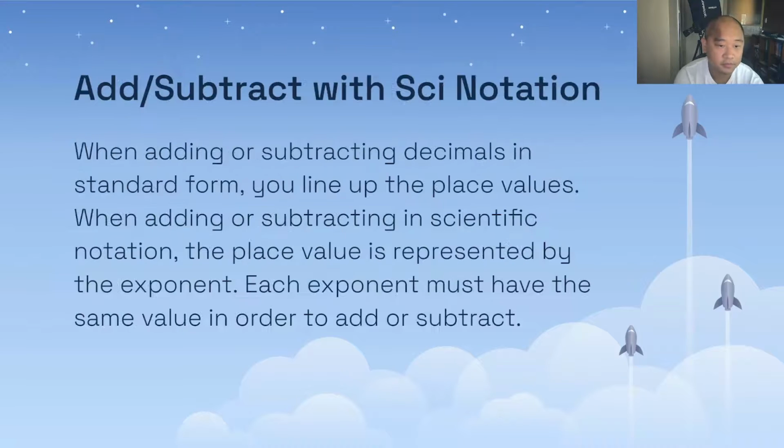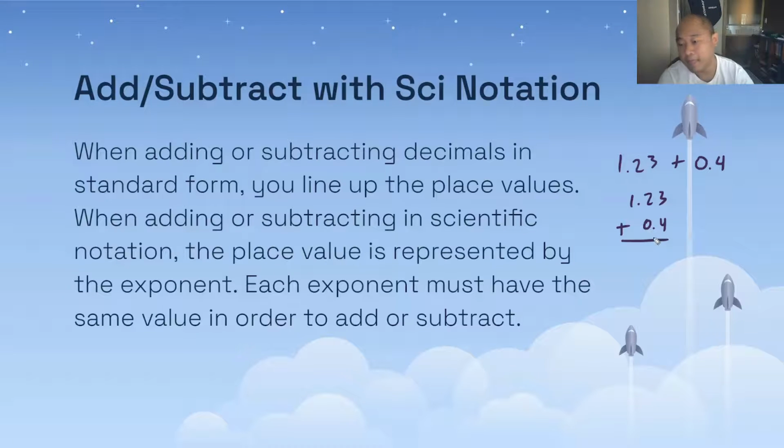Okay. Adding and subtracting with scientific notation. So just like with regular adding and subtracting, if you had 1.23 and you wanted to add 0.4, you could not just add 1.23 and 0.4 like this, right? You have to line up the place values. And one way of doing that is just line up the decimals, right? So this is actually 1.23 plus 0.4, like this.